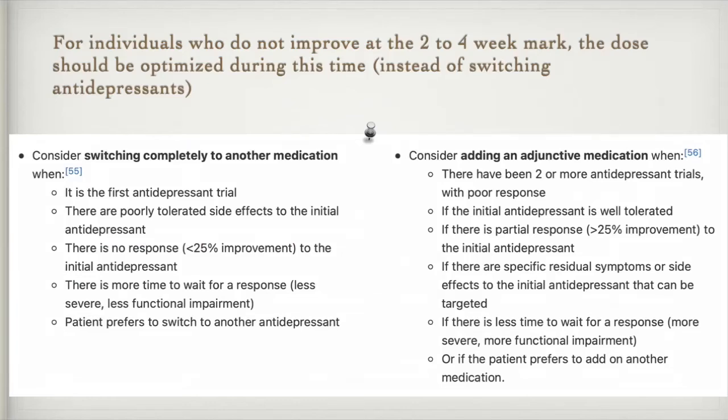And even with the optimal dose, if the patient is not responding, this is their first antidepressant trial, and there is no response, for example less than 25% improvement to the initial antidepressant, and the patient is having intolerable side effects, or the patient can't wait for a response because the depression is severe, or the patient prefers to switch to another antidepressant because of a side effect, then we can consider switching to another antidepressant. When we switch, we can switch within the same class, for example from one SSRI to another SSRI, or to a different class, like from an SSRI to an SNRI or bupropion.